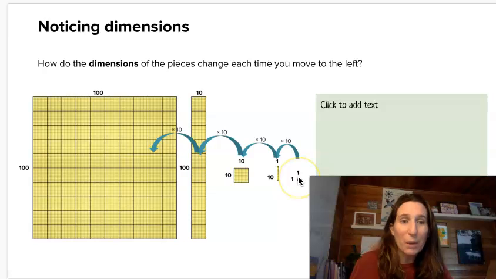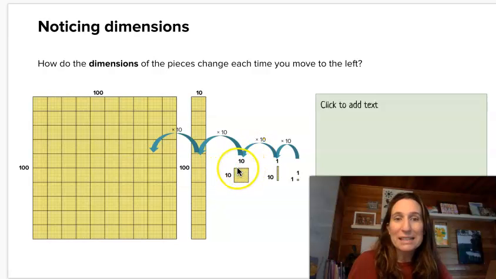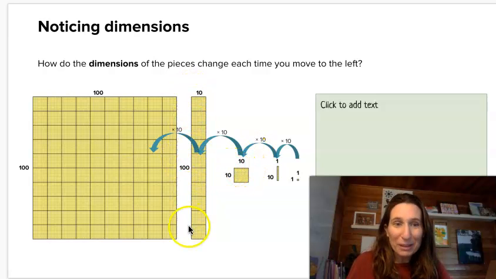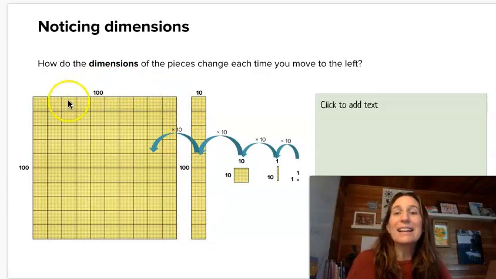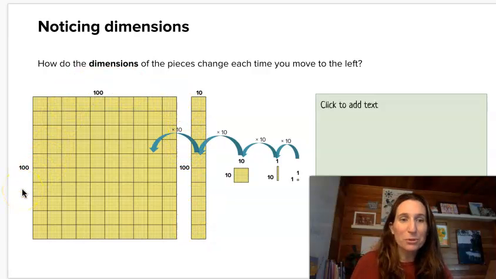So we have a 1 by 1 here, and then one of the dimensions multiplied by 10. And then the other dimension multiplied by 10. And then the other multiplied by 10. And the largest one that we use for this Great Wall is 100 by 100 and is multiplied by 10.